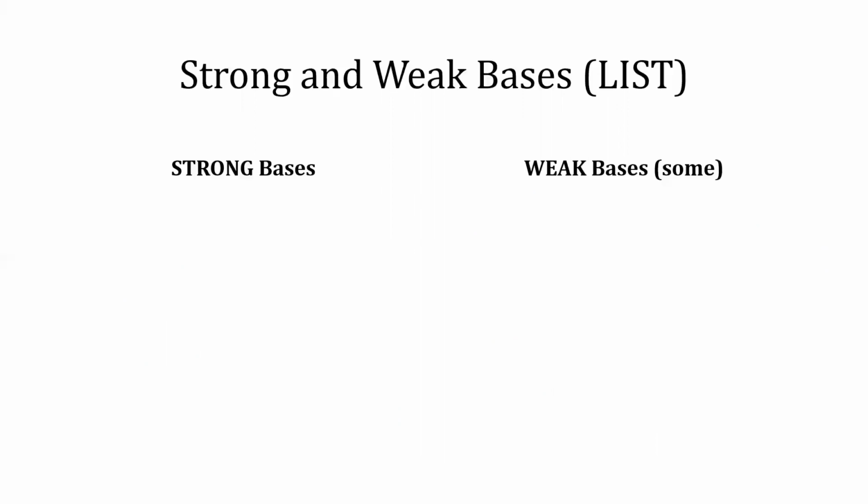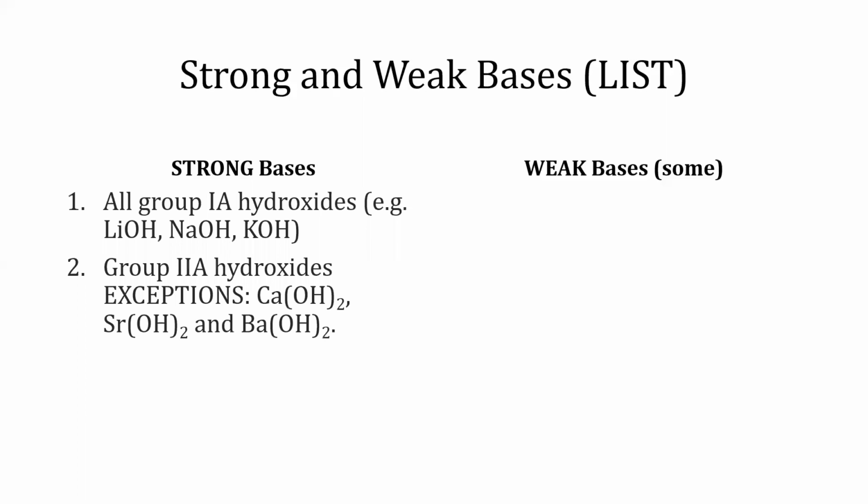Strong bases include all group 1A hydroxides, including LiOH, NaOH, and KOH. In addition, group 2 hydroxides, including Ca(OH)2, Sr(OH)2, and Ba(OH)2. Some of the many weak bases include NH3, CO3 2-, PO4 3-, and SO3 2-.